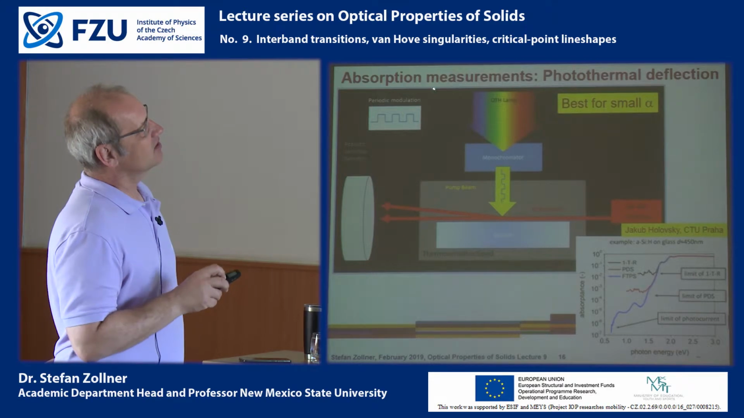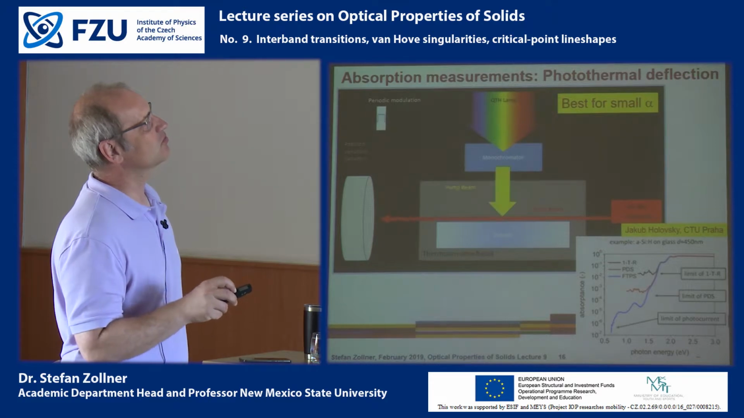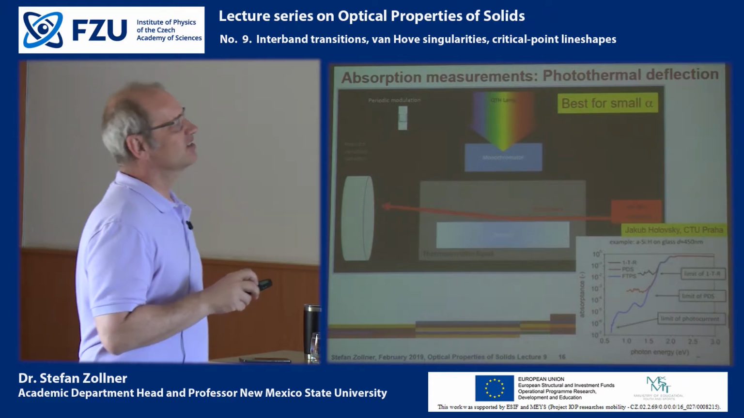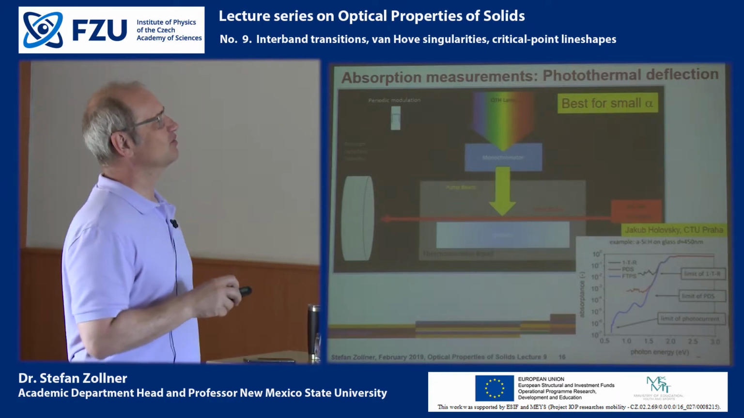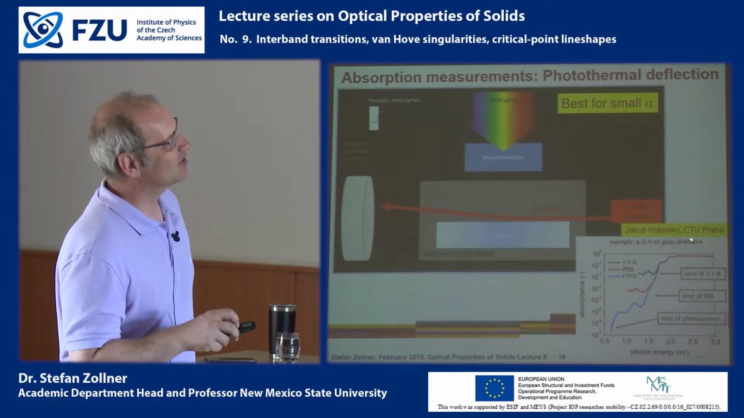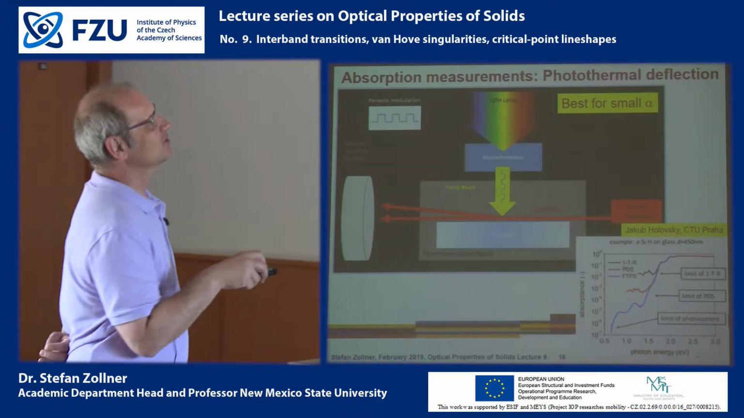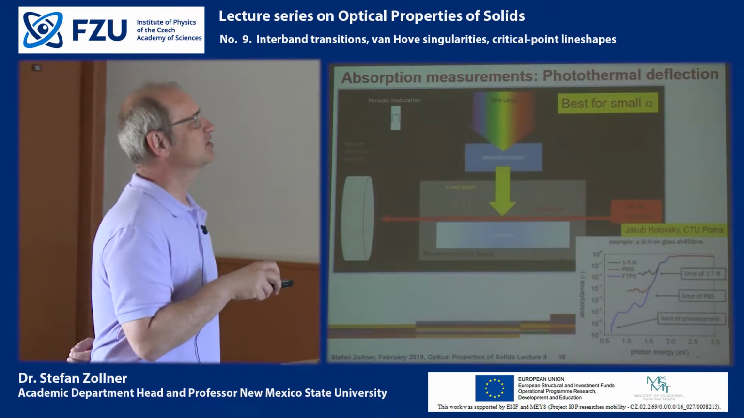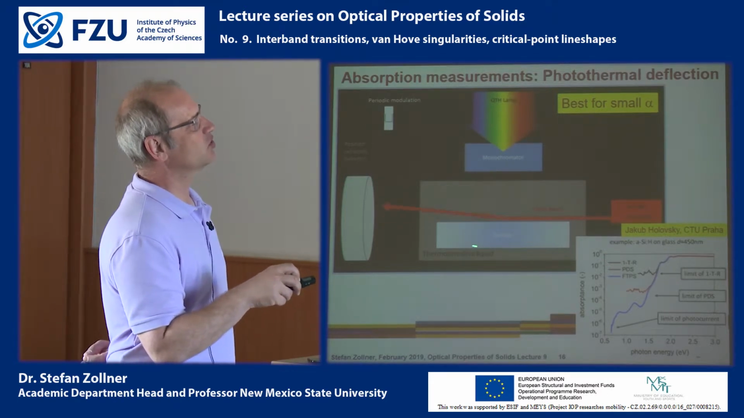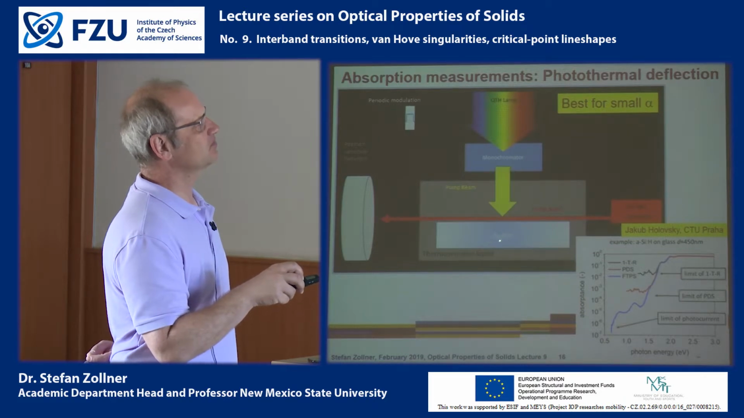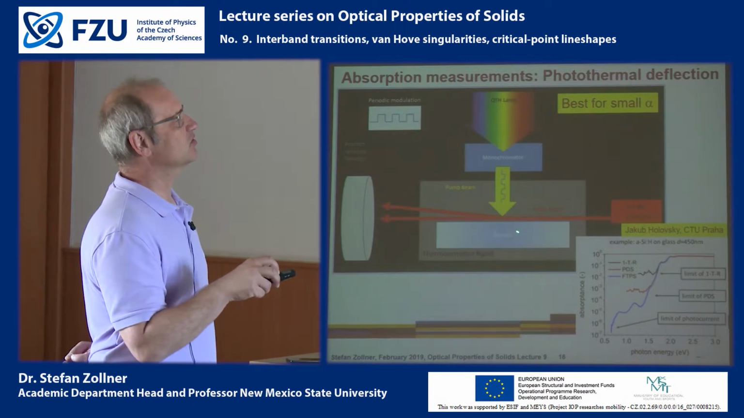The third technique, and that's not used as much, is called photothermal deflection. And I looked on the internet for pictures about photothermal deflection, and I found this picture here from a university in Prague. So apparently somebody has this instrument here. So this is the sample, and you want to measure the absorption coefficient of the sample, which is very small.